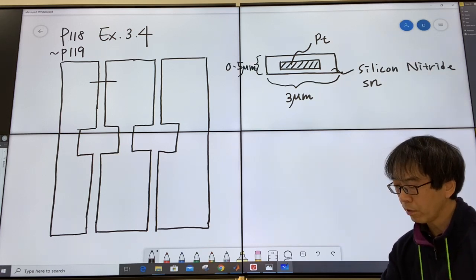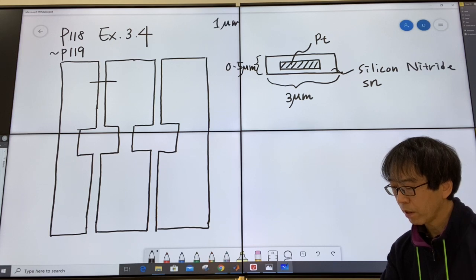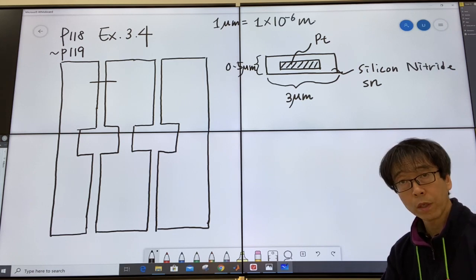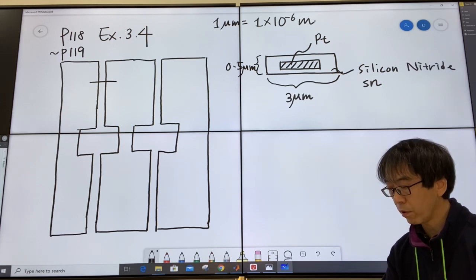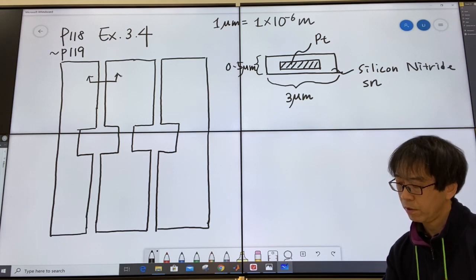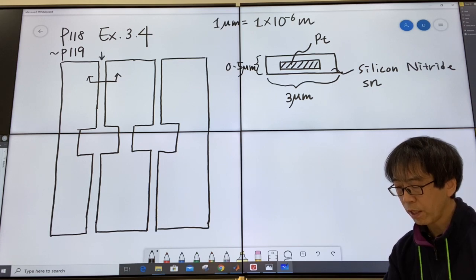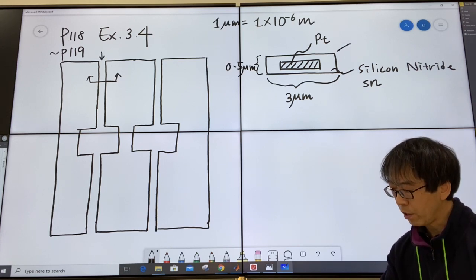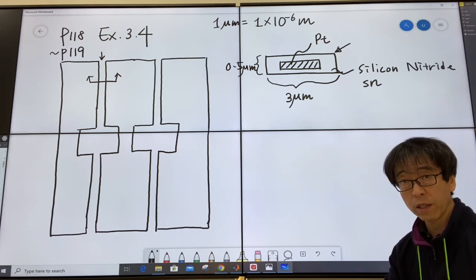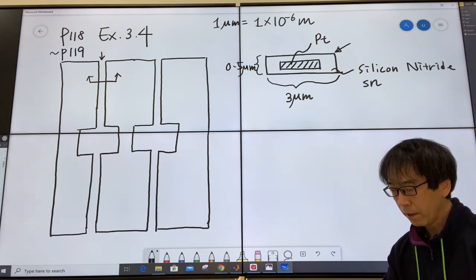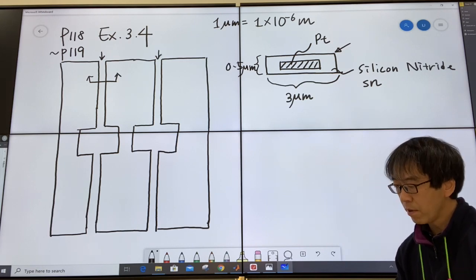What is 1 micron? 1 micron is 1 million times smaller than 1 meter. You see, this is indeed a very small structure, right? If you take a look at this cross section, there's a platinum wire going through the center of the shell material, which is silicon nitride. Okay, and both structures have the same cross section.